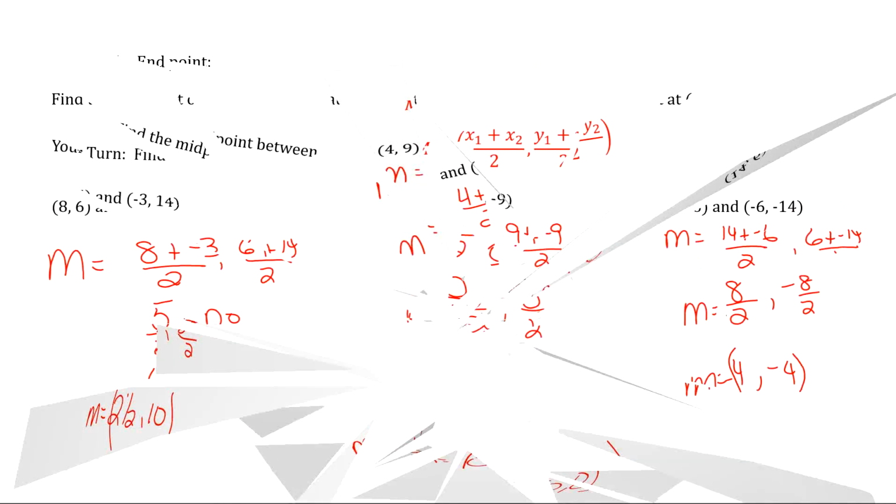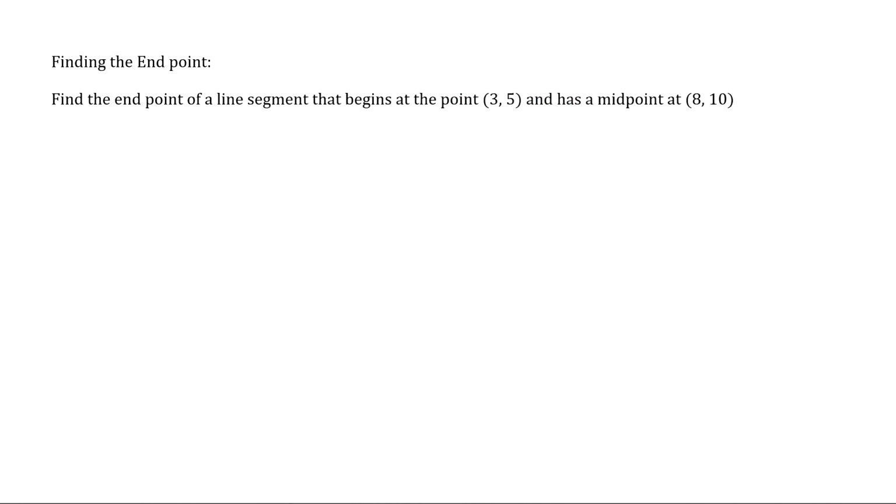The wrinkle we can throw at you in this now is sometimes you're going to be given a midpoint and one of the endpoints, and they're going to ask you to find where the other endpoint of our line segment is. So in our example here, we're given a line segment that begins at the point 3, 5, so that's one of the endpoints, and it tells us that the midpoint is at 8, 10. So we have to work from there.